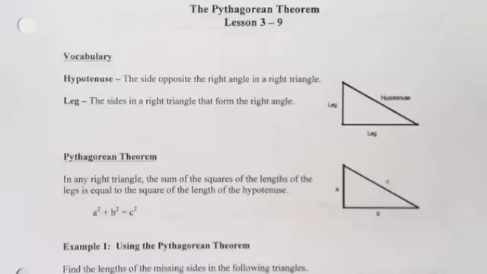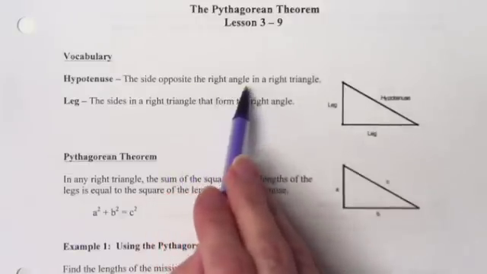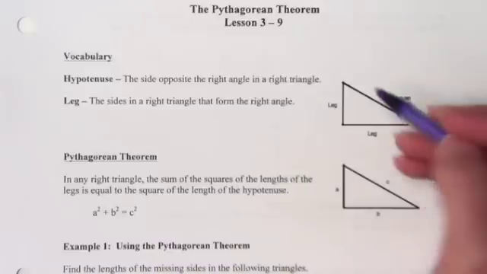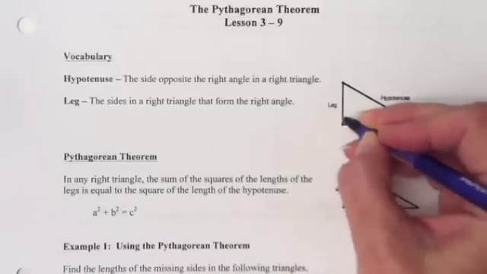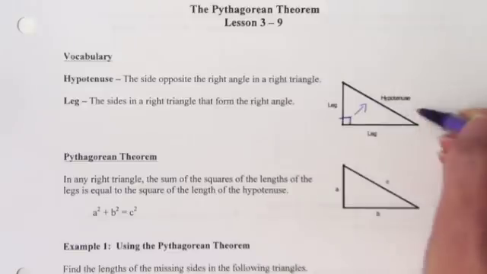We have the hypotenuse. The hypotenuse is the side opposite the right angle in a right triangle. So right here we have a right triangle drawn. Here is our right angle. Opposite that right angle is the hypotenuse. The hypotenuse is also the longest side in a right triangle.